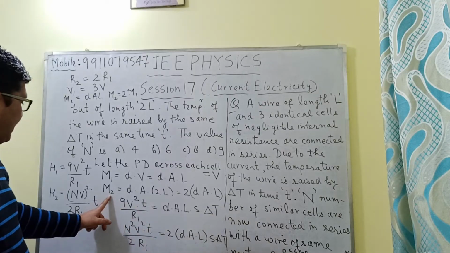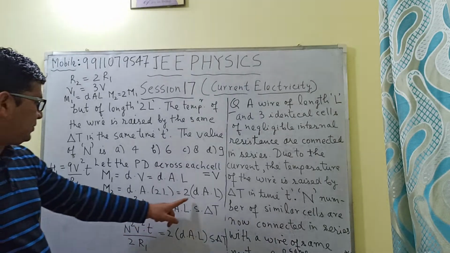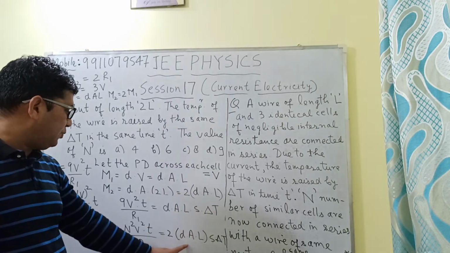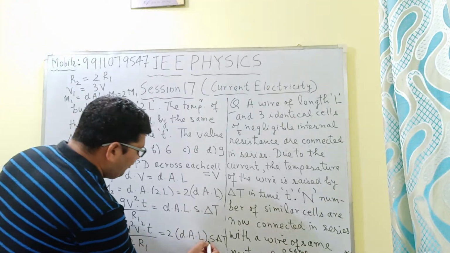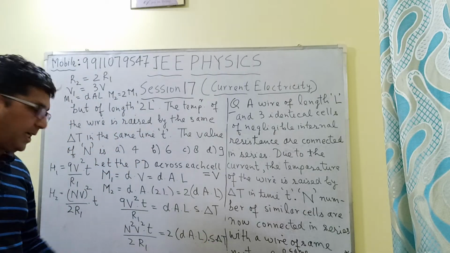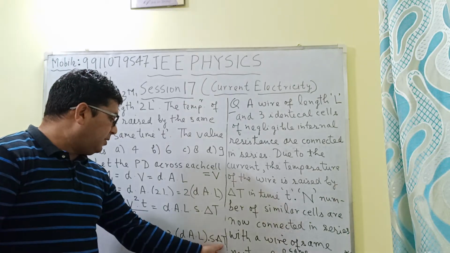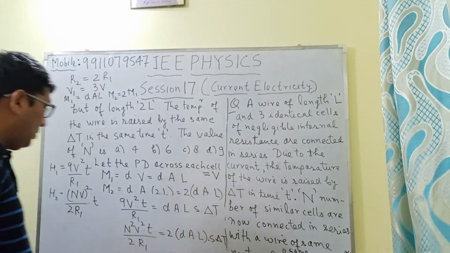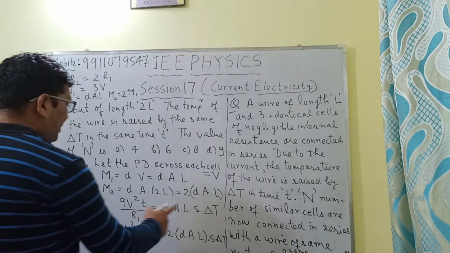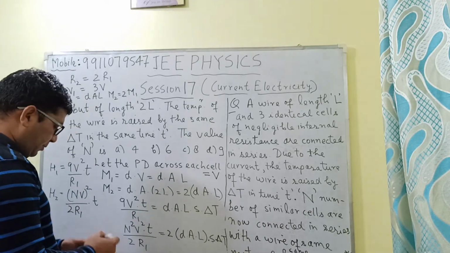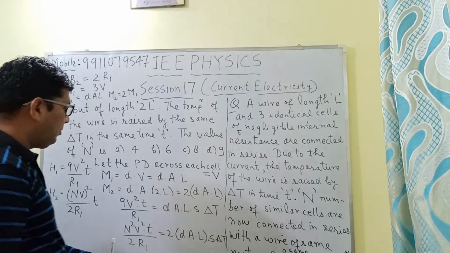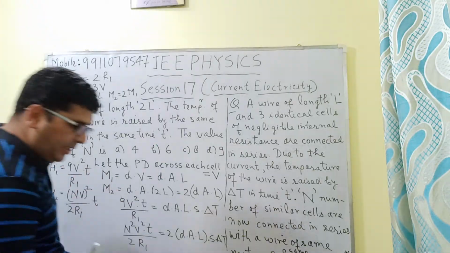The mass of the wire in the second case is equal to 2 times D A L. So 2 times D A L into the specific heat of that wire into the temperature difference. So I have got these two equations now, and with the help of these two equations, we will be able to find the value of n.